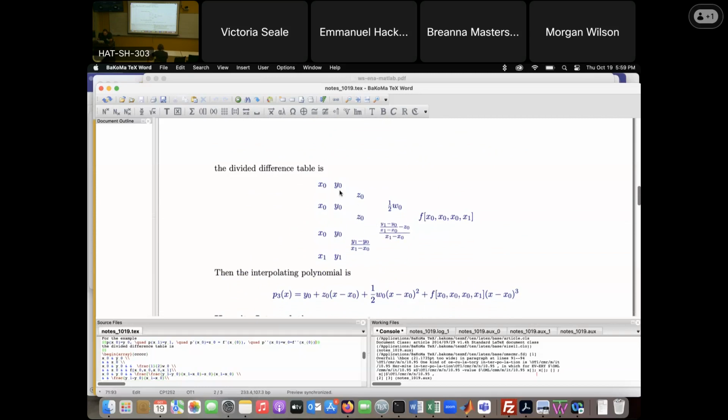Once you have the divided differences, the way you build a polynomial is the same as we've seen in the Newton case for distinct x values. You go through the top row of your divided difference table, those are your coefficients. So y naught is a constant term, and you add on z naught times x minus x naught, the first point, then you move to the next one, 1/2 w naught. Because x naught is listed twice, including the first two interpolation points in the list, you get x minus x naught squared.